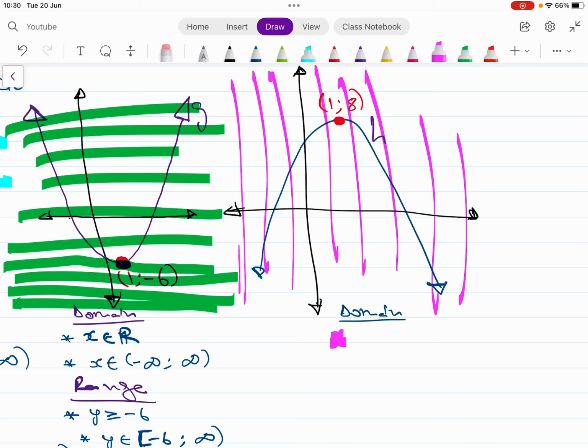So x is an element of real numbers. That is the domain. Or we can say x is an element of negative infinity all the way to positive infinity. These are just 2 different ways of writing the same thing. You don't have to write both, you just have to write one.